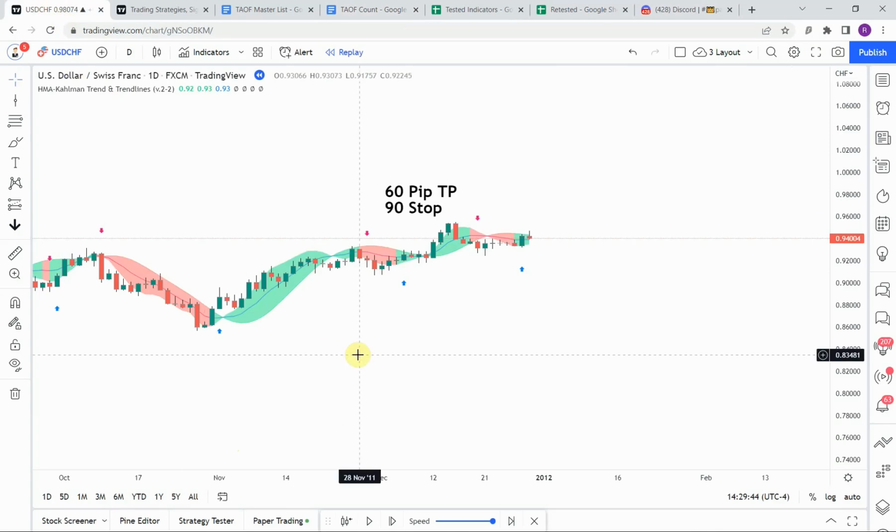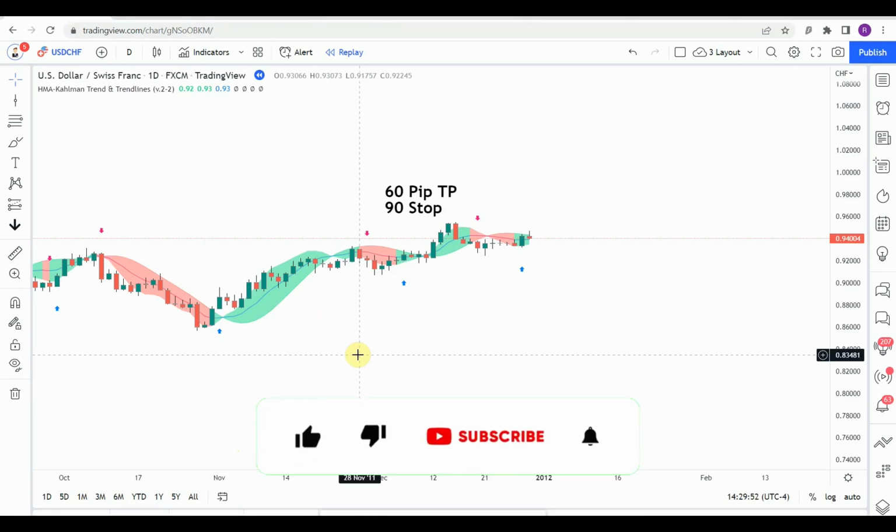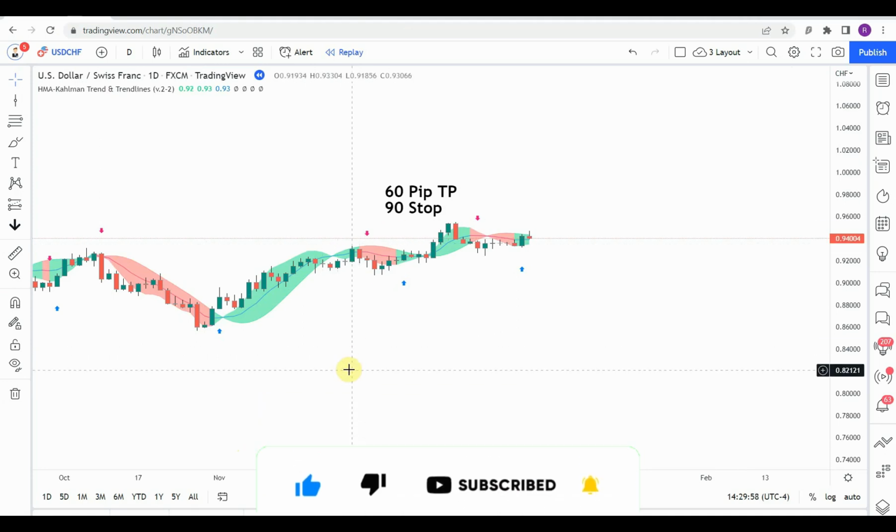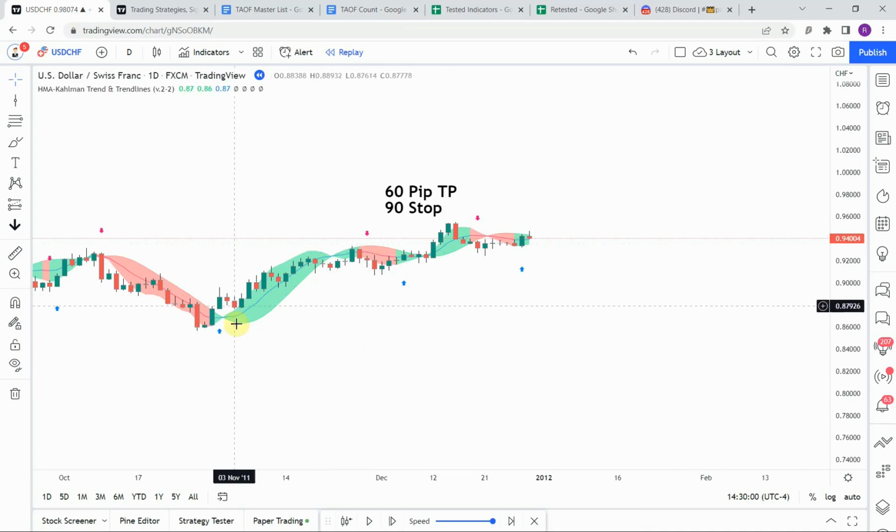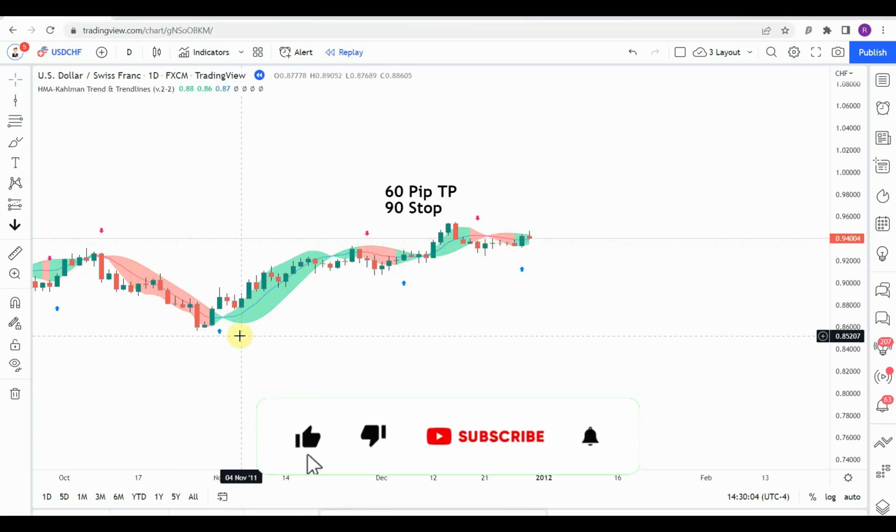Okay, so today's indicator is the HMA Kahlman trend and trend lines indicator. You can see it here on screen. And so the setup on this is pretty easy. Visually, you can kind of tell what's going on here. So we have kind of an oscillating line or a moving average there.